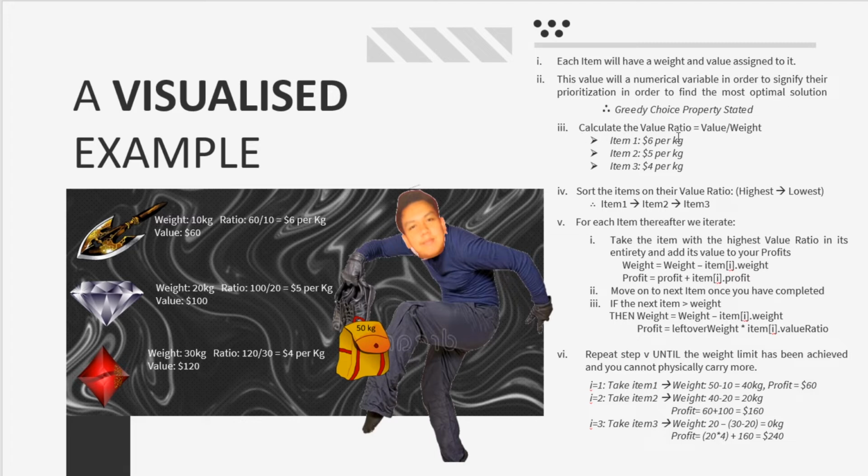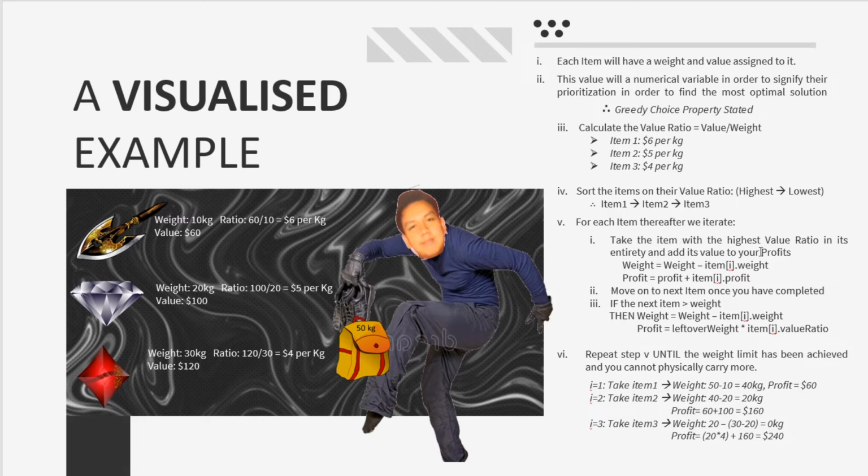Thirdly, we calculate the value ratio of each item. You can see that item 1 is $6 per kilogram, item 2 is $5 per kilogram, and item 3, we would then proceed to sort the items in terms of their value ratio from highest to lowest. Coincidentally, this is from item 1 to item 2 and then to item 3, from highest to lowest for each item, and thereafter we would begin our iteration.